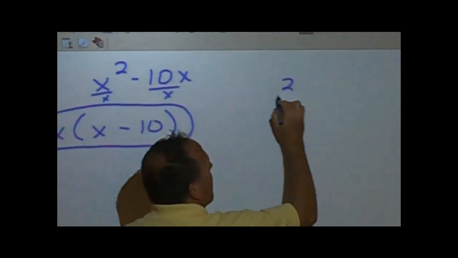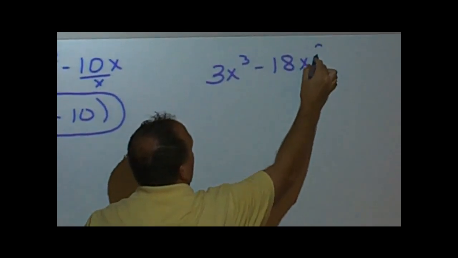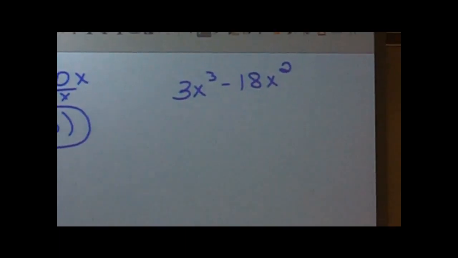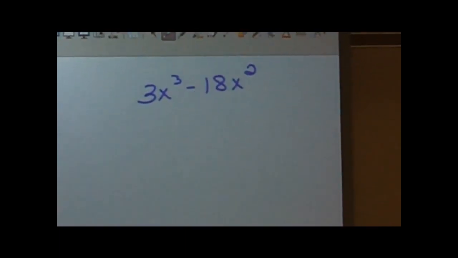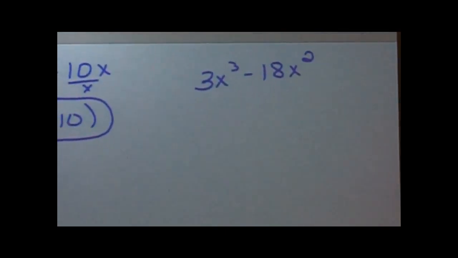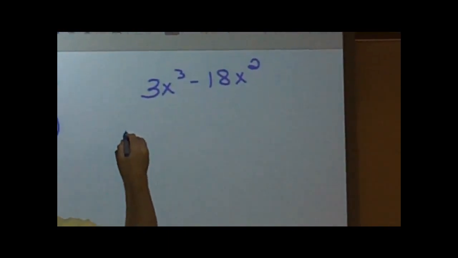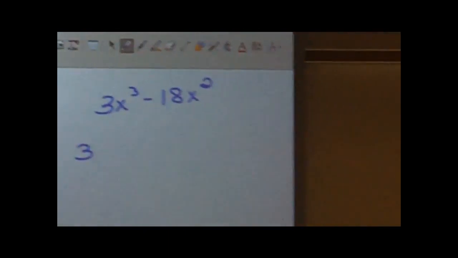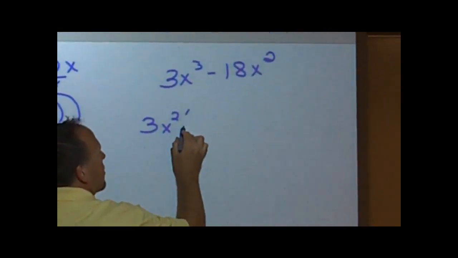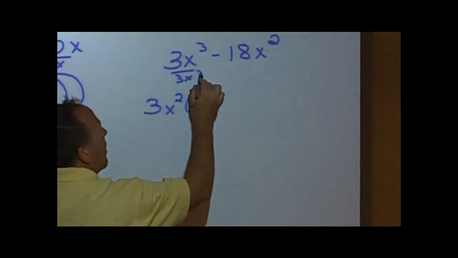What about this? 3x to the third minus 18x squared. First of all, whenever you see a binomial, what are you thinking? I'm looking for my greatest common factor. My greatest common factor of 3 and 18 is 3. My greatest common factor of x cubed and x squared is x squared. So I write down my greatest common factor, I create my parentheses, and what I'm actually doing is dividing each term by 3x squared.